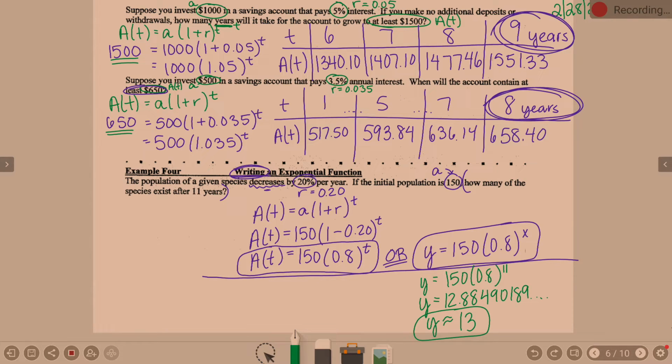Do watch your rounding directions on homework. If it's money, they tend to want the nearest cent, so they want 2 decimal places. If it's something like a population problem, they're going to want the nearest whole number. Okay? So just beware there.